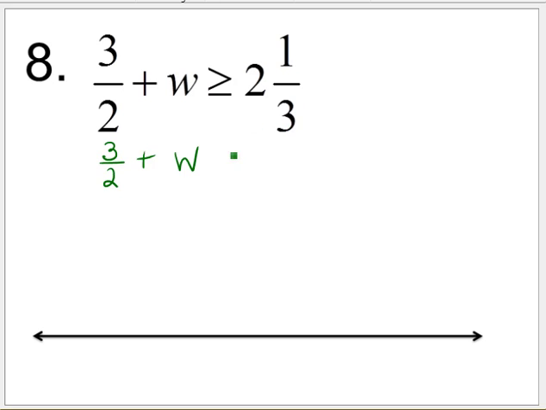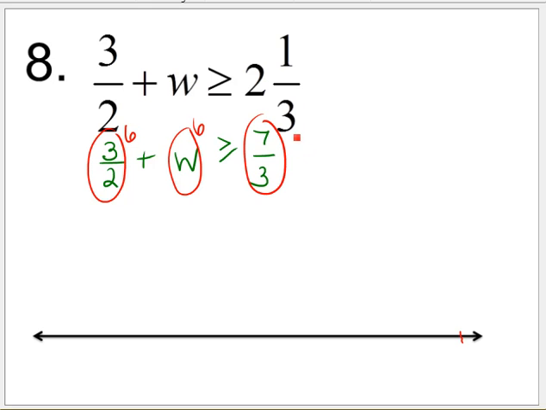And the first thing I'm going to do, though, is change this to an improper fraction. 3 times 2 is 6 plus 1 is 7, so we get 7/3. Now looking for my least common denominator, that would happen to be 6. So I'm going to multiply every term. Remember, a term is separated by a plus, minus, or equals, and this time greater than or equal to sign. We're going to multiply everything times 6. That would be the least common denominator.